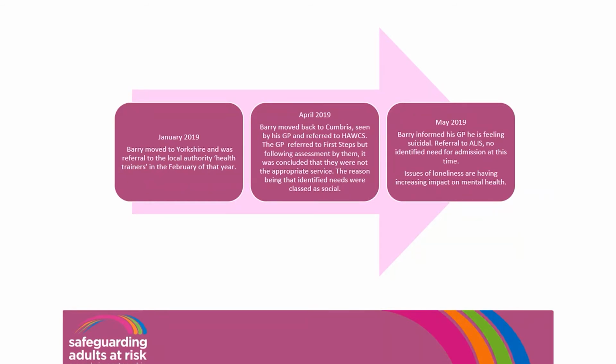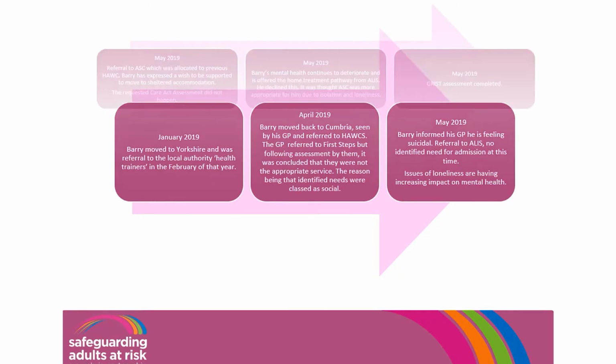So I think you can probably get a feel for how Barry was, and this is referenced quite heavily in the report, that he did often move around, and that's a really important factor to help shape your understanding as to what was going on for Barry in terms of that isolation and loneliness. And again, you can see that he's referred to GPs, to the Hawkes, referred back to Alice again, and no identified needs for admission. In the May of 2019, Barry was beginning to express that he was feeling suicidal, and the issues of loneliness were having a real increased impact on his mental health.